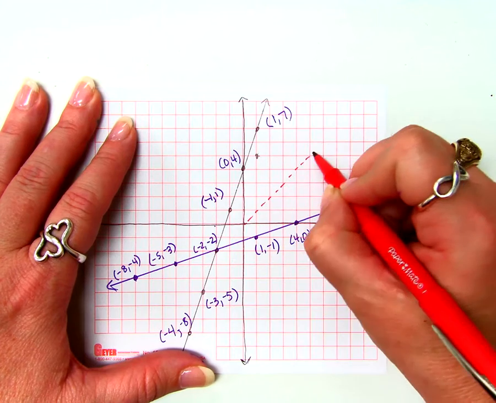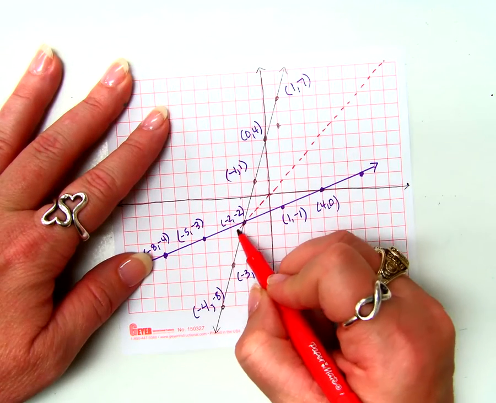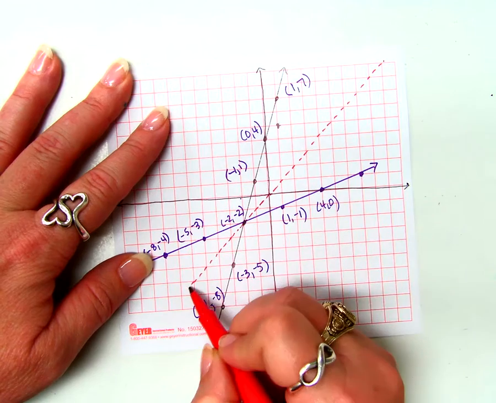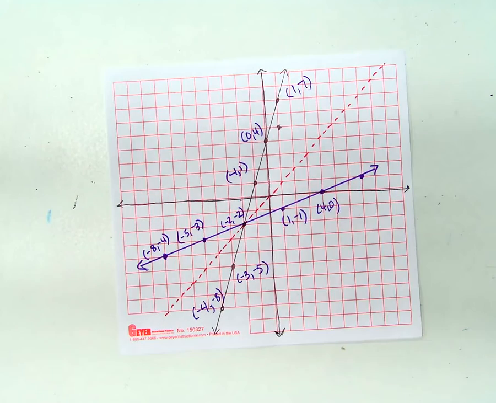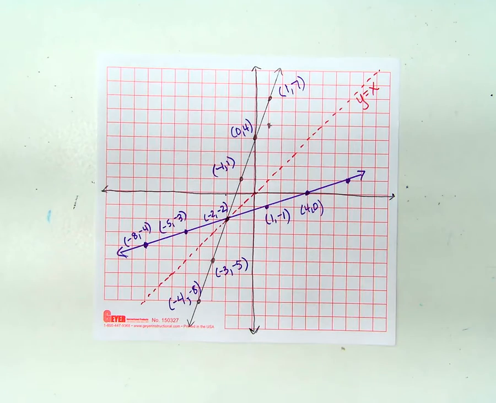Now, I don't know if you noticed this before, but I drew it with a dotted line, because it's not really there on the graph, it's just something that gives us information. So when we draw the line y equals x, we draw it dotted. But we always define it y equals x, just like that.